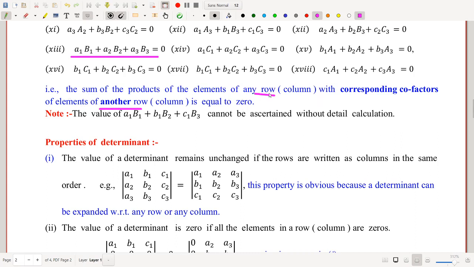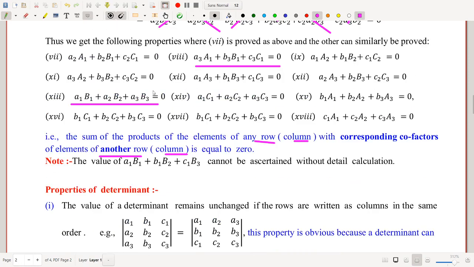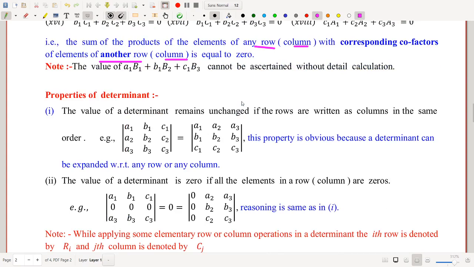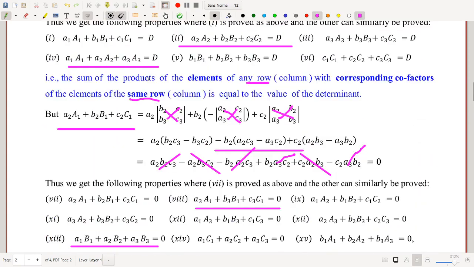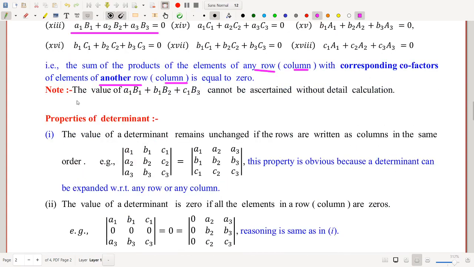The sum of the products of the elements of any column with corresponding cofactors of the elements of another column is equal to 0. So many zeros are there. So these are the important properties we have to remember, two sentences rather. Now we note this: the value of this expression cannot be ascertained without detailed calculation.